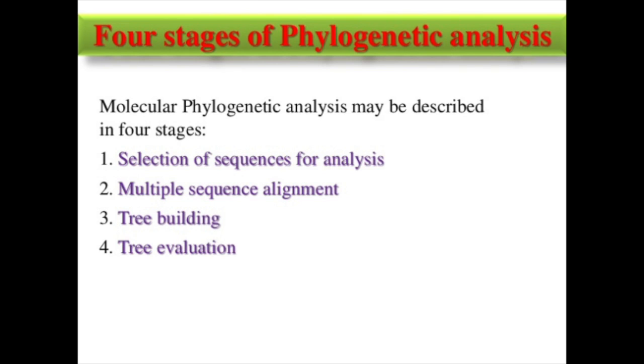So there are 4 stages of phylogenetic analysis. Because this is the first time I look into this, I'm not sure if this is absolutely correct or the only way. I'm pretty sure there can be revolutions and innovations, right? But according to the slide I found online, the first one is selection of sequences for analysis, and then multiple sequence alignment, tree building, and the last one is tree evaluation.